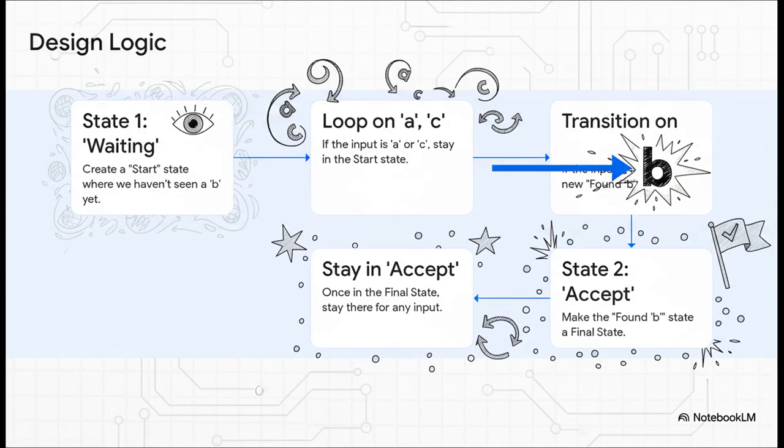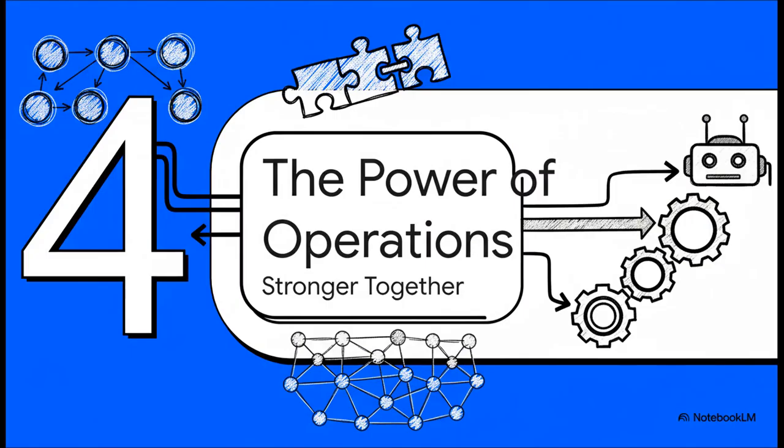So here's how a computer scientist would think about it. You actually only need 2 states: a waiting state, where we haven't seen a B yet, and a found it state. We start in waiting. As long as we keep seeing A's or C's, we just loop, we stay right in that same state. But the moment we see a B, boom, we jump over to the found it state, and we make that our accepting state. And of course, once we're there, we've already won. We can just stay in that winning state no matter what other letters come next. Pretty cool, right? Now, this is where things get really powerful.